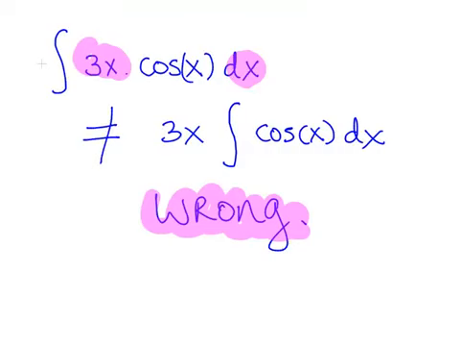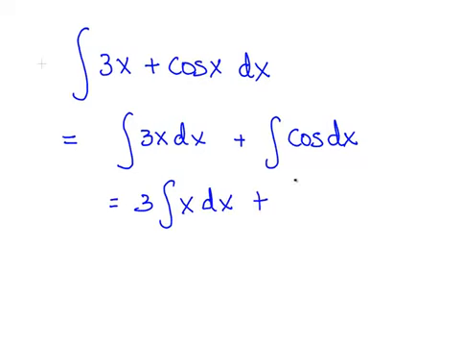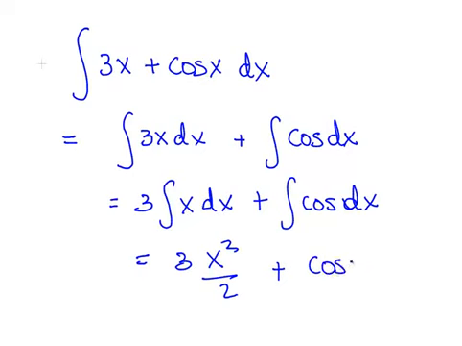Alright. Let's move on from that. Let's do a quick example of using the two rules together, and I'll base it on what I've just done. The integral of 3x plus cos of x dx. We can write that as the integral of 3x dx plus the integral of cos x dx. And so we can write that as 3 times the integral of x dx plus the integral of cos x dx. And that is equal to 3x squared over 2 plus sine x, since the integral of cos x is sine x.